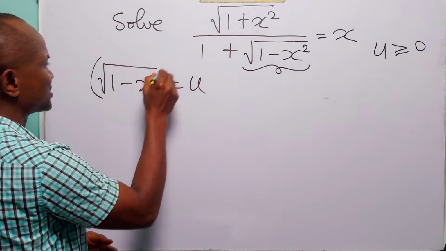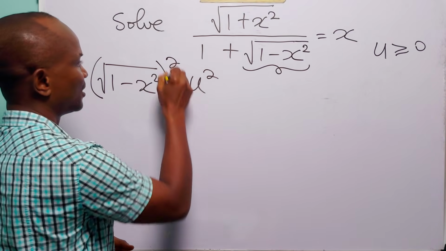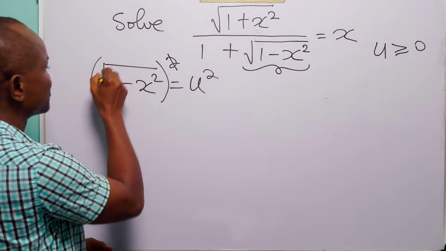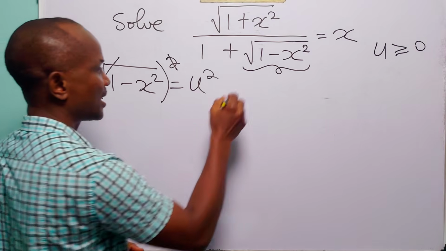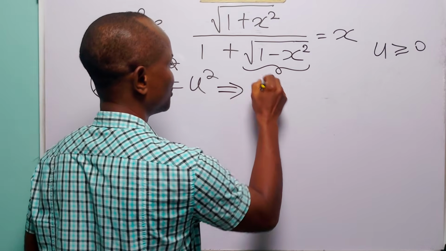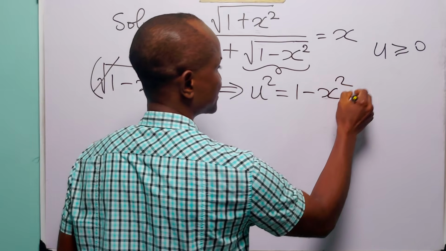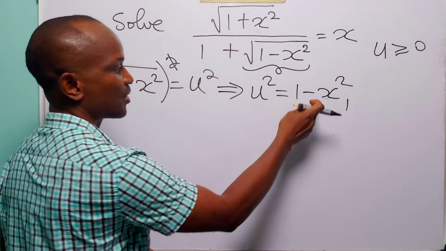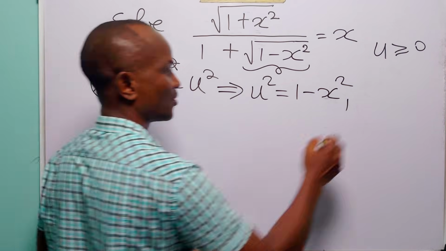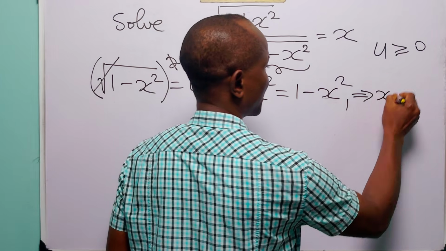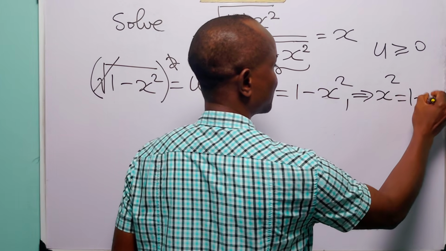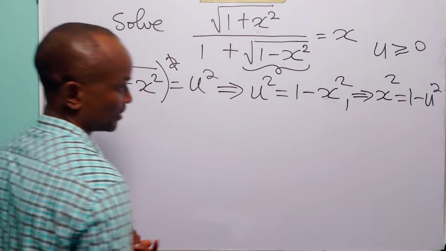Now, when we square both sides of this equation, of course, you know that this square is going to take care of this square root. And from here, we have that u squared is equal to 1 minus x squared. And of course, when we rearrange this equation, we have that x squared is equal to 1 minus u squared.